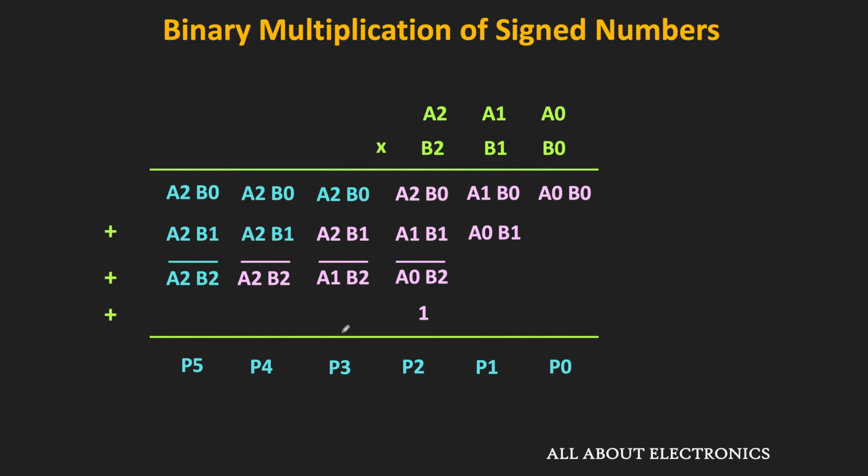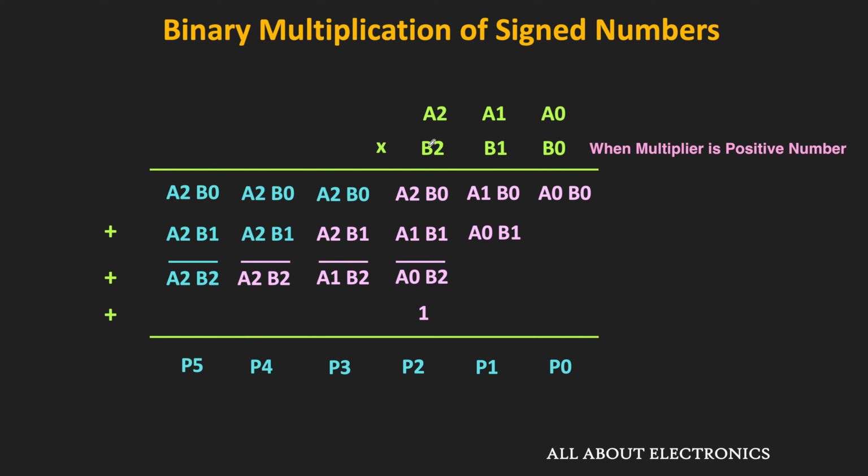In the earlier video of the signed binary multiplication, I mentioned that we need to take the 2's complement of the last partial product only when the multiplier is a negative number. For example, we need to take this last step whenever this multiplier b2 b1 b0 is a negative number. But this method will also work even if the multiplier is positive.